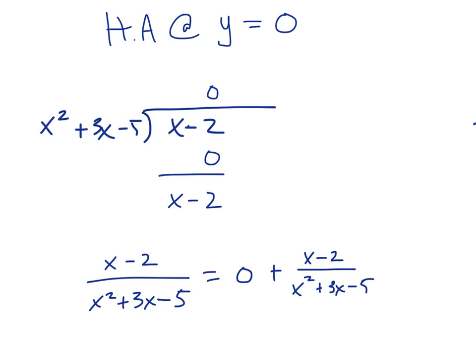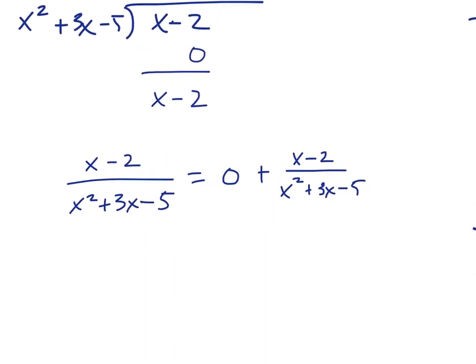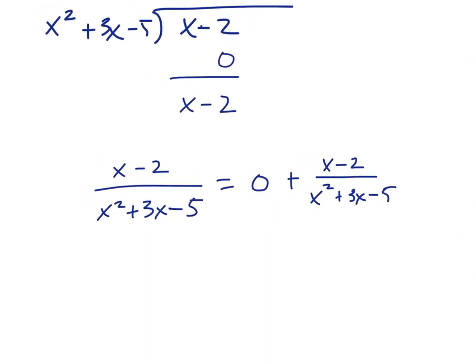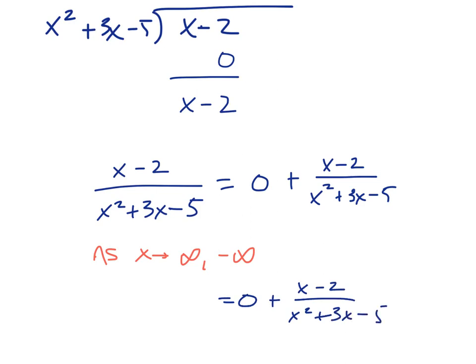And we ask ourselves the same question. When we're looking for an end behavior or an asymptote, a horizontal or slant asymptote, we look for where x goes to infinity or negative infinity. And we can ask ourselves again, what happens to this thing on the right? So just to write it out again, 0 plus x minus 2 over x squared plus 3x minus 5. Well, if you think about it, this thing on the right-hand side, the remainder term, the denominator has a higher degree, right? So it's just like the previous question. It basically didn't simplify anything.